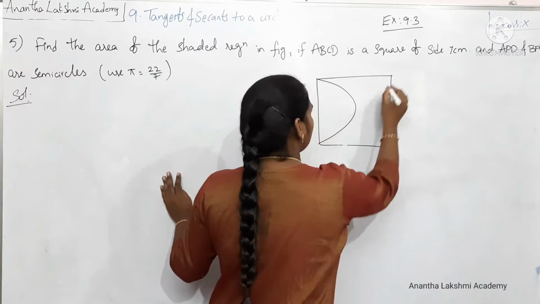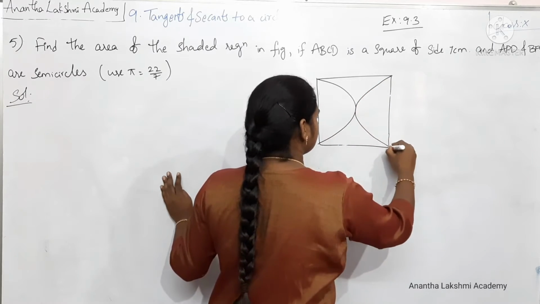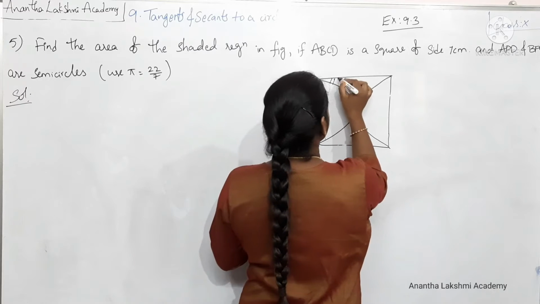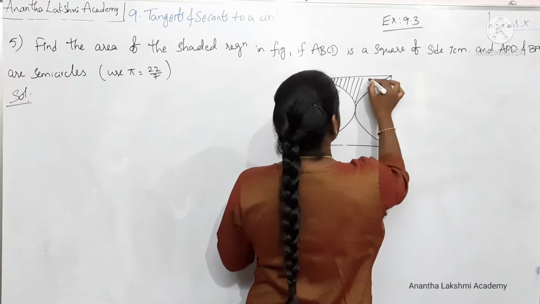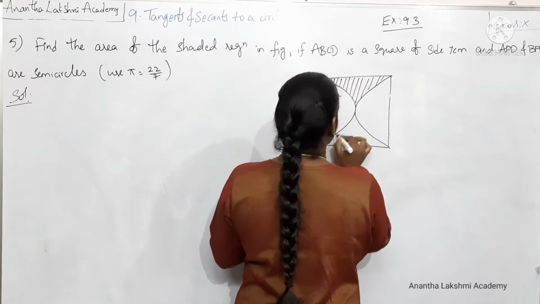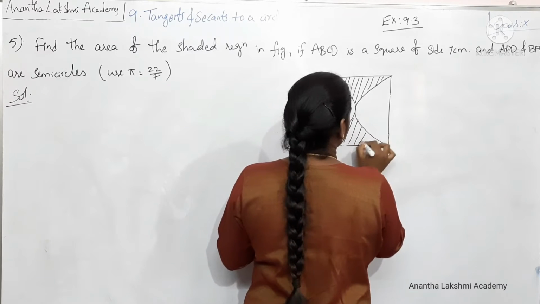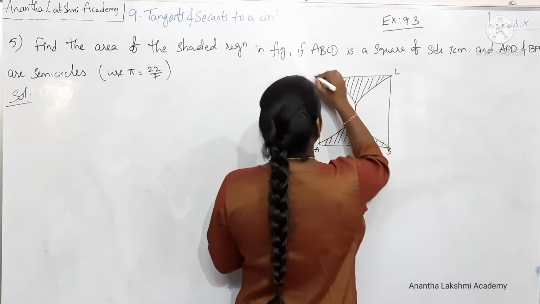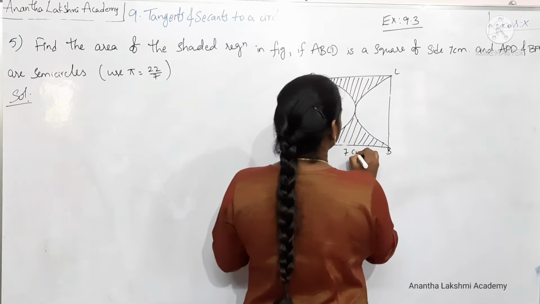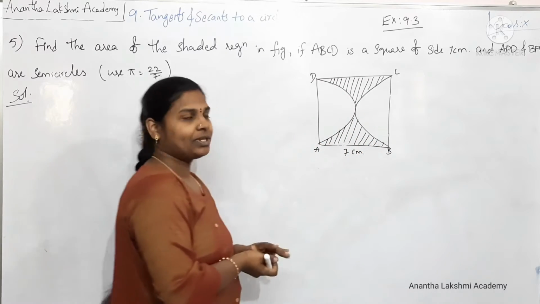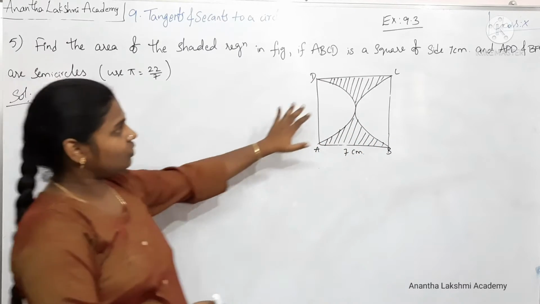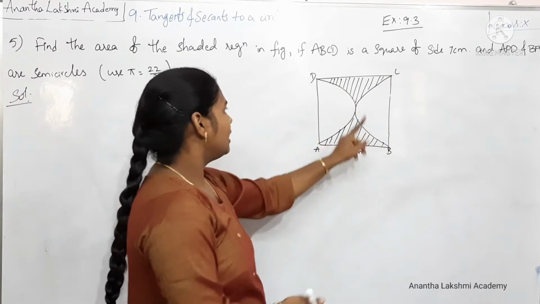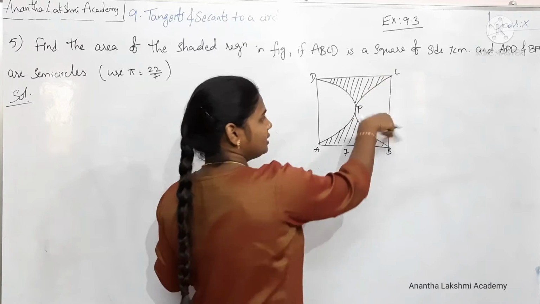There are 2 semicircles and we are to figure out this area, the shaded region. It was given with a different design in the textbook. For my comfort, I just reduced it like this. It is given that we need to figure out the area of the shaded region where ABCD is a square and APD and BPC are semicircles.